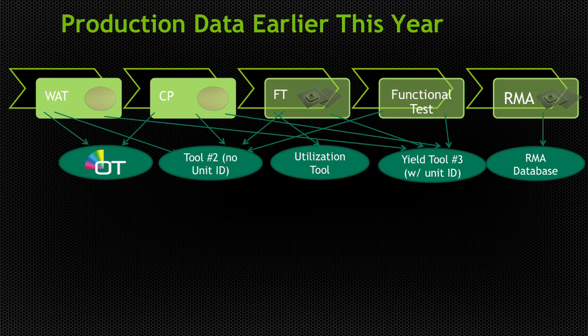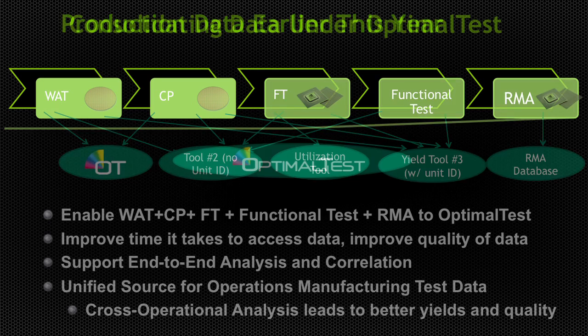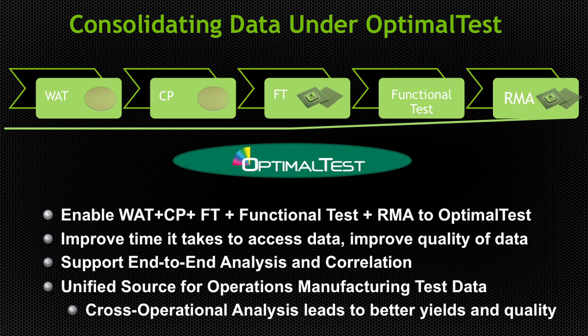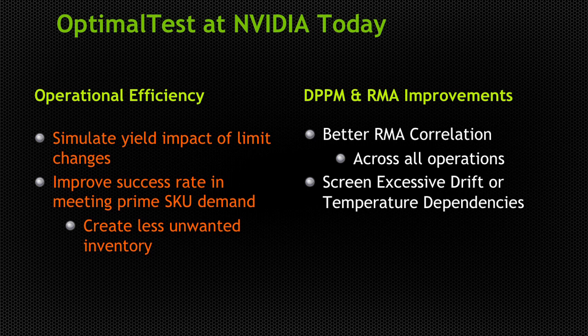So based on our initial success using OptimalTest, we made a decision this year to consolidate all of our test data under OptimalTest, expanding our usage now to final test, functional test, and RMA data. So here's how we're able to take advantage of the consolidation to OT. We can make better decisions in how we set our power and performance limits for our different SKUs by simulating the yield impact of these limit changes. And this will help us greatly improve our prime SKU yields with less unwanted inventory.